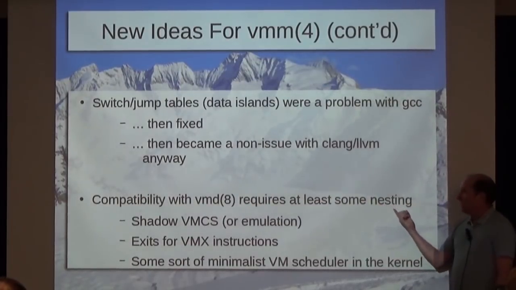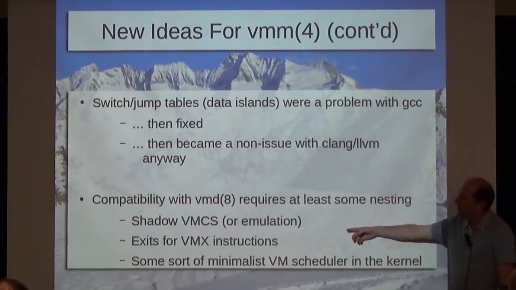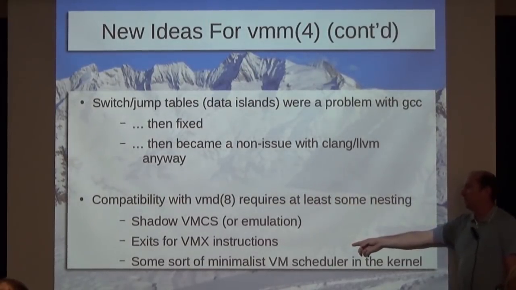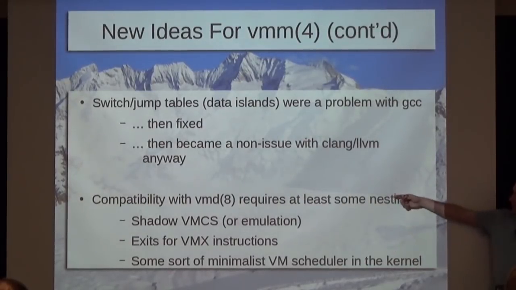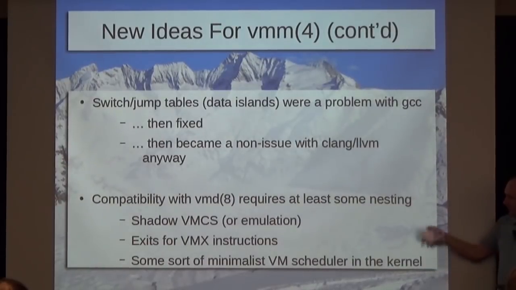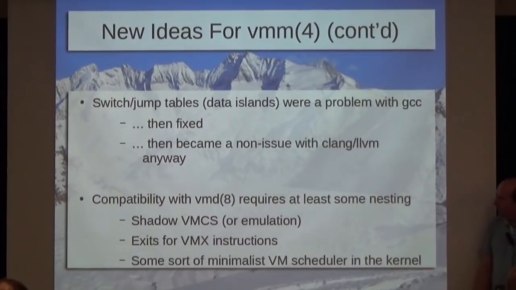Compatibility with VMD requires at least some nesting support, so a shadow VMCS or some kind of emulation, exits for VMX instructions. And because you're now running the host itself as a VM, it's not that easy to use VMD as the scheduler anymore, so now you need some kind of scheduler in the kernel. This is not quite done yet, but fortunately I had that nesting tree from a number of years ago that I was able to pull some pieces out of. So this is in the works.